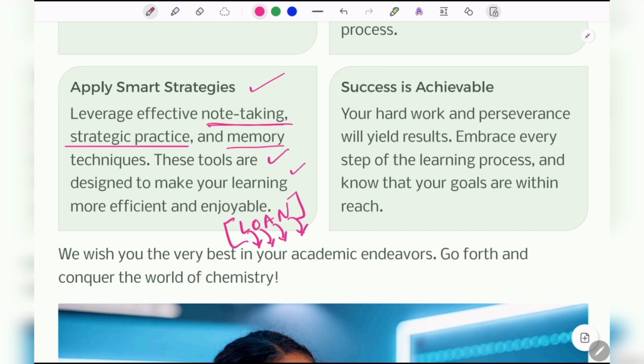And remember, success is achievable. This is the most important point. Your hard work and perseverance will yield results. Embrace every step of the learning process and know that your goals are within reach.